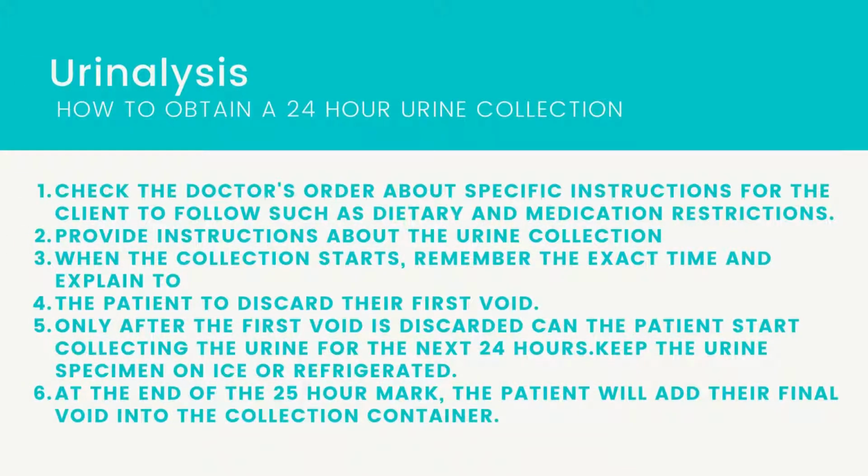How to obtain a 24-hour urine collection. 1. Check the doctor's order about specific instructions for the client to follow, such as dietary and medication restrictions. 2. Provide instructions about the urine collection. 3. When the collection starts, remember the exact time and explain to the patient to discard their first void. 4. Only after the first void is discarded can the patient start collecting the urine for the next 24 hours.